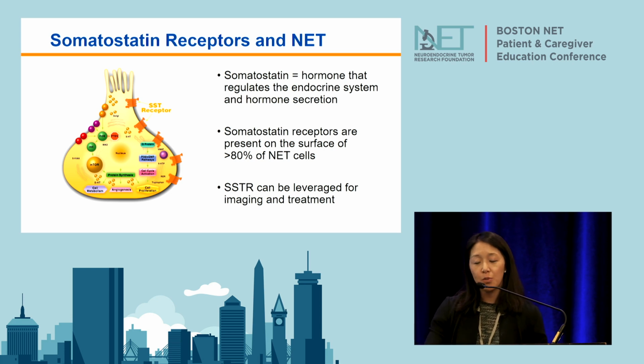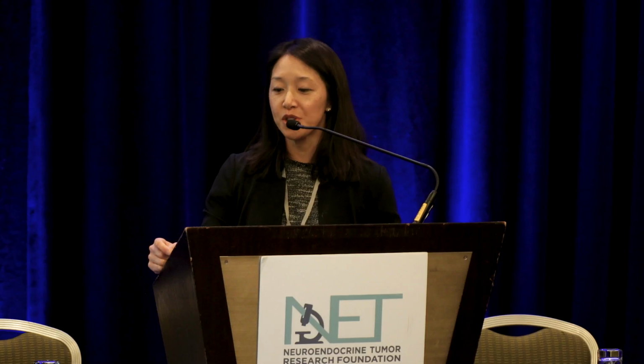One of the other really important features of neuroendocrine tumors is the presence of what are called somatostatin receptors. And somatostatin is a hormone that we all have that is a master hormone that helps to regulate the endocrine system and also hormone secretion. And what we've realized is that these somatostatin receptors are present on the vast majority, over 80% of most neuroendocrine tumors. And that really can be leveraged for imaging and finding neuroendocrine tumors as well as for treatment, as I'll go into a little bit later and as you'll hear from some of the other speakers in the conference.